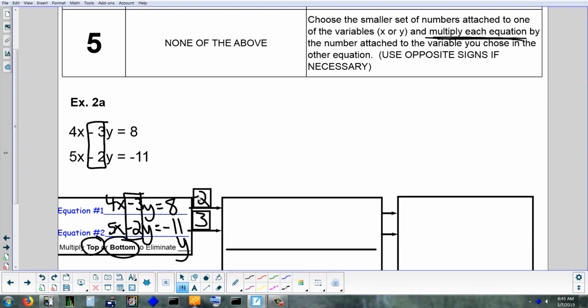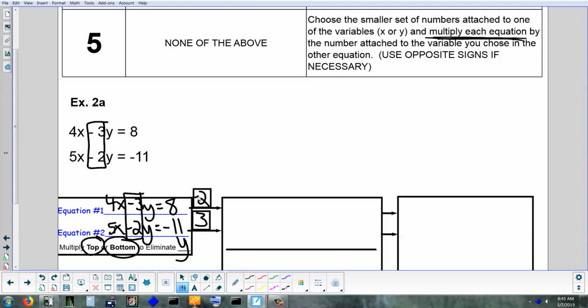I mean, you could have picked the y's too. You could have picked the x's too. What could I have multiplied the top equation by to eliminate x? Can somebody tell me? Well, if I chose the x's instead, what could I multiply the top equation by to eliminate x? Gigi? 5, right? Someone tell me what can I multiply the bottom, Savannah, what can I multiply the bottom equation by to eliminate x? Negative 4. I got a 5, I got a negative 4.